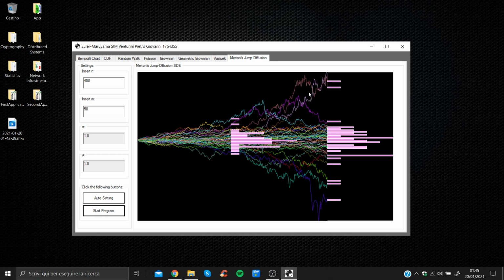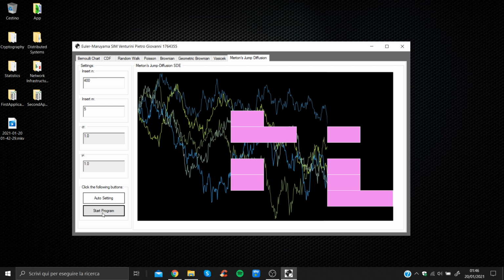But we can also have the opposite situation where a stock price is not doing really well. The value of the stock price slowly decreases, and during the years the stock price is decreasing. Here we have a big decrease of the value. And of course, here we can change the parameter. For example, we can put 5 to represent 5 stock prices.